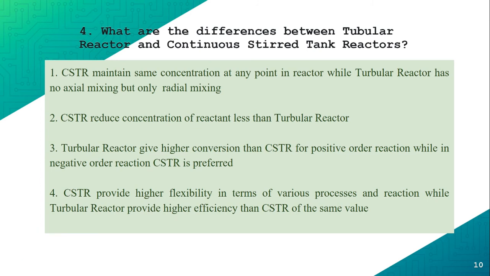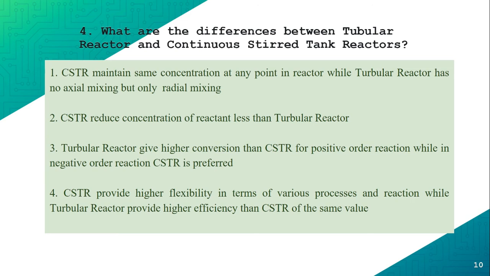Number 4. What are the differences between a tubular reactor and a continuous stirred tank reactor (CSTR)? First, a CSTR maintains the same concentration at any point in the reactor, while a tubular reactor has no actual mixing but only radial mixing. Next, a CSTR reduces the concentration of reactant more than a tubular reactor.